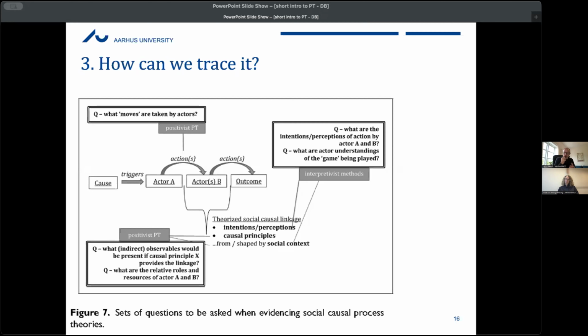So the interpretive process tracing would be interested in processes, things moving, people interacting with each other, but then digging a bit deeper to try and understand the social roles, the games that are being played, and then the meanings that actors ascribe to the moves that they're making in the game.